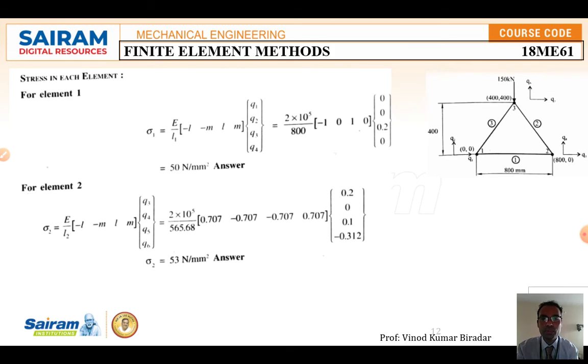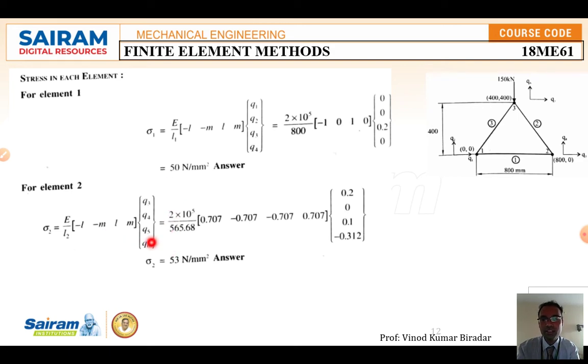Coming to the stress in the element, how to calculate stress? We have the formula for the first element. 1, 2, 3, 4 will be the displacements for the first element. So E by L times minus l, minus m, l, m; substitute all the values and you are going to get 50 Newton per mm square as the stress for the first element.